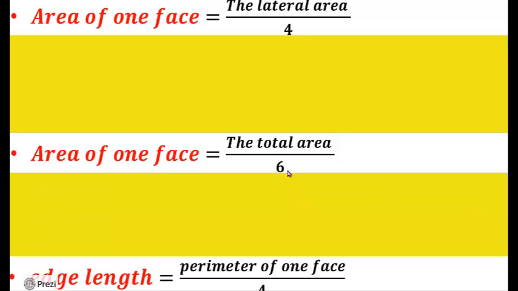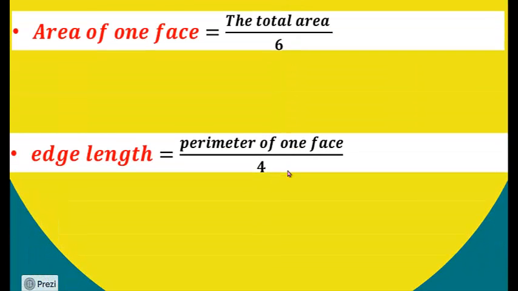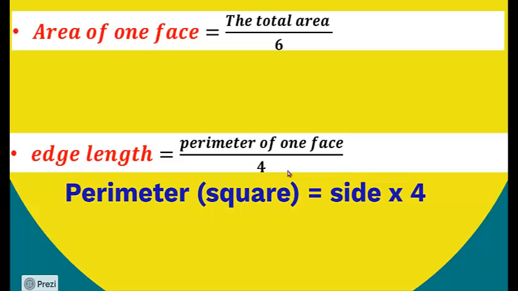The last one in our remarks is how to find the edge length of a cube. We know that the perimeter equals side times 4. And why side times 4? Because all the side faces of a cube are in the form of a square, and the perimeter of a square equals side times 4. What if I am given the perimeter of one side face and I want to find the side or the edge length? In this case, edge length equals the perimeter of one face divided by 4.